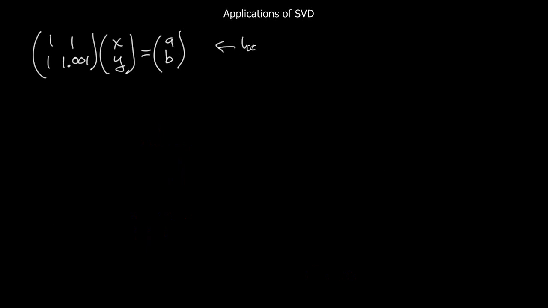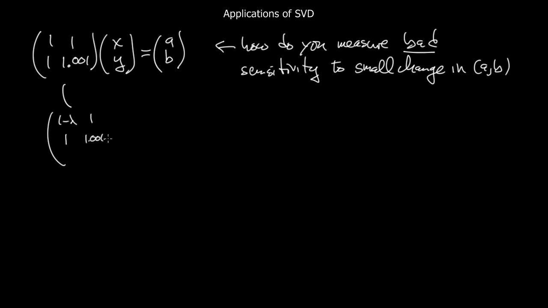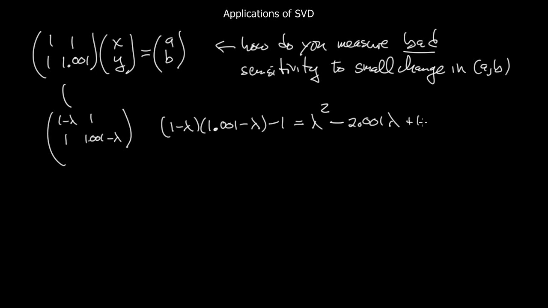What I want to do is make precise how you measure how bad a matrix is, how sensitive to small changes in the target vector these equations are. And I want to observe that if you compute the eigenvalues of this matrix, what you get is the following: lambda squared minus 2 point something times lambda plus 1 point something minus 1. So that's lambda squared minus approximately 2 lambda plus a very small number.